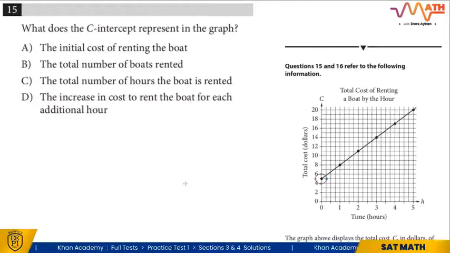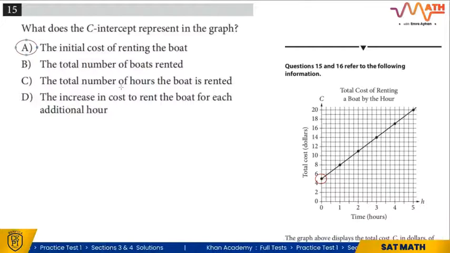It's not a change. It's not about rate. It's not about increase or decrease. It's a constant at the beginning. So you can easily see that this is the initial amount, the initial cost, right? You don't even need to check the others. The answer is A, the initial cost of renting the boat.